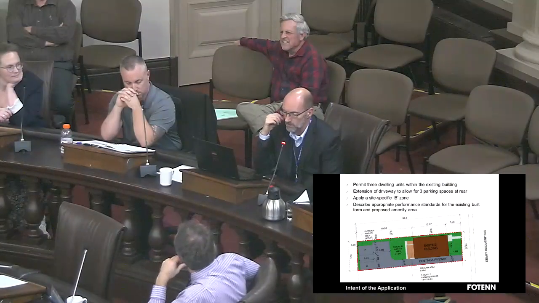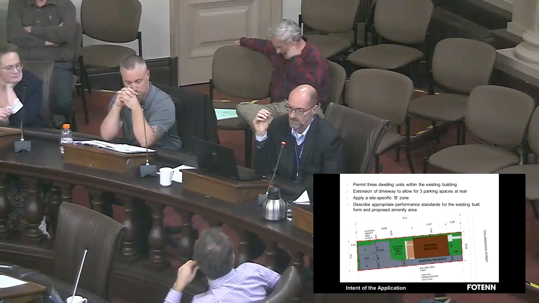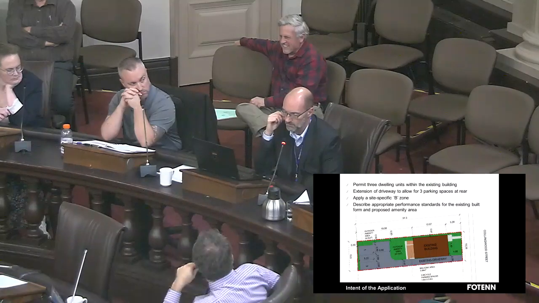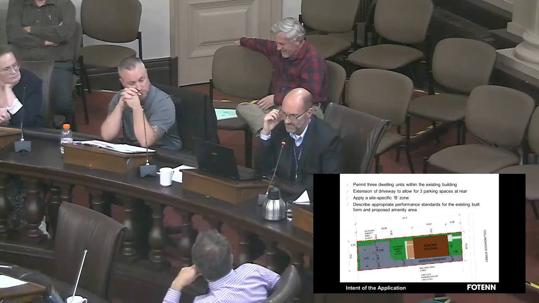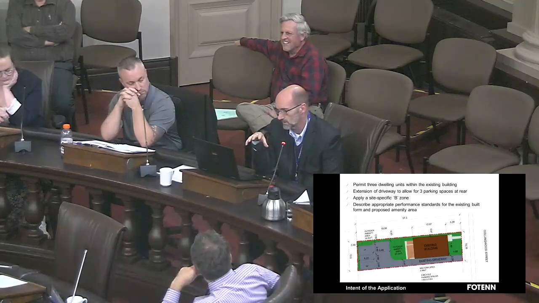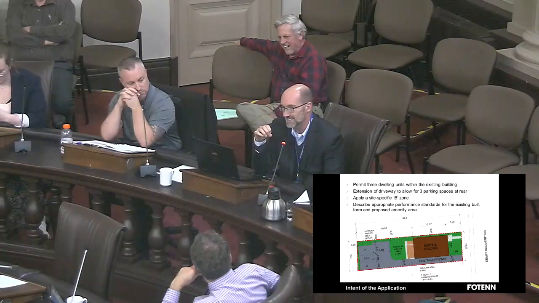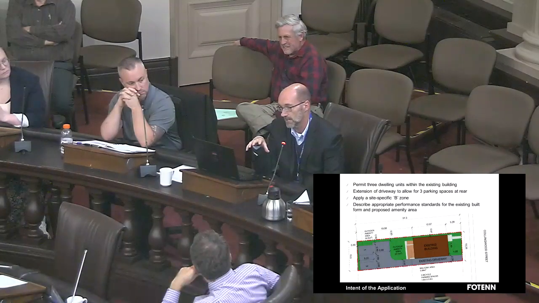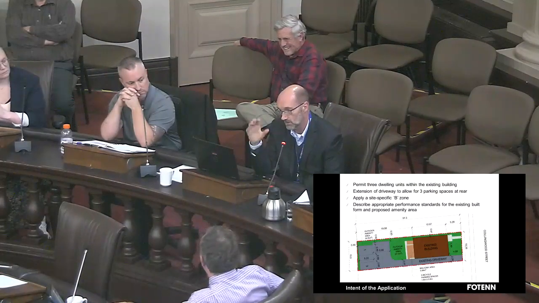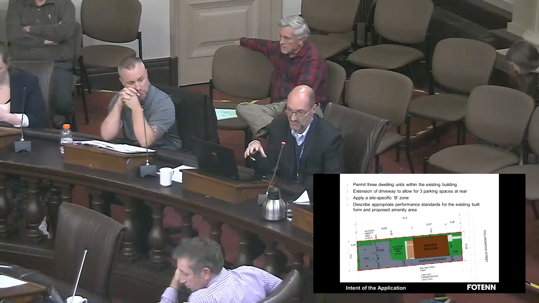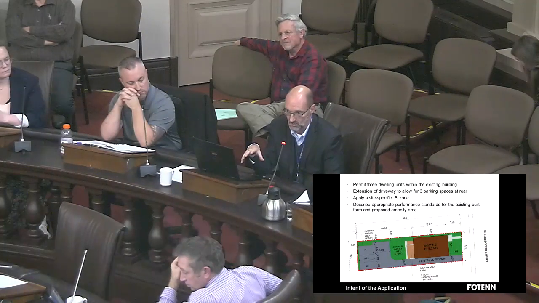A couple of the points that were raised about the similarity of the two applications that we've heard so far this evening. Yes, they're similar in the sense of the amending zoning that they're seeking. However, I would say they're apples and oranges as well, because one, we're looking at a brand new development, a knockdown of a house and building a completely new structure. The other one, we're recognizing an existing structure. Nothing's going to change on it.